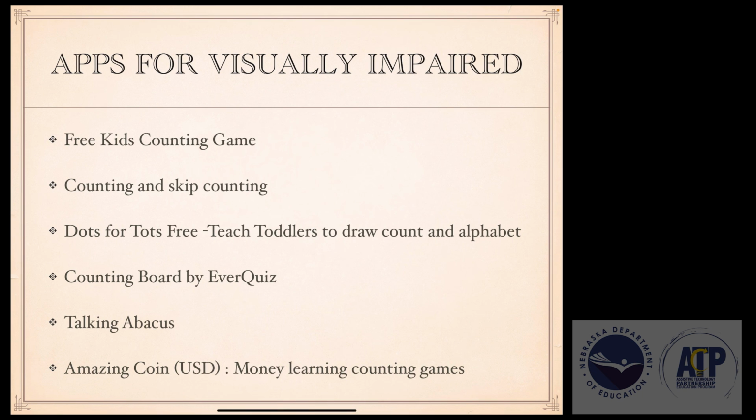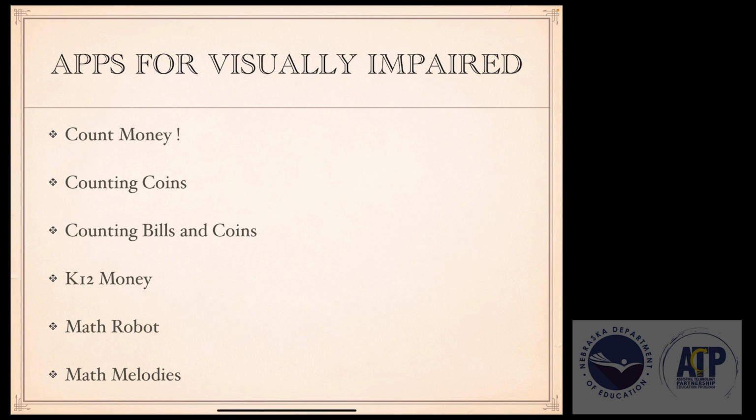There are also a lot of apps that are made or designed so they're accessible by students who are visually impaired. So here's a whole list of apps that are available for students who are visually impaired. There are quite a few of them out there. So from Free Kids Counting Game to Amazing Coins, counting boards. There's Counting Money, Counting Coins, Counting Bills, K through 12 Money, Math Robot, and Math Melodies.